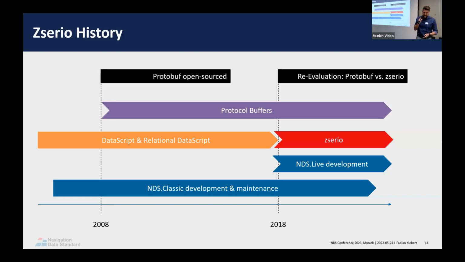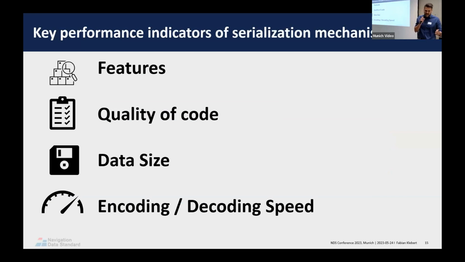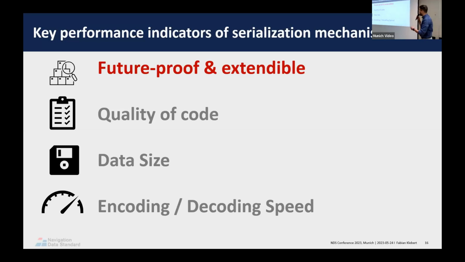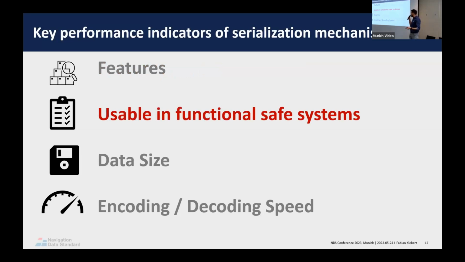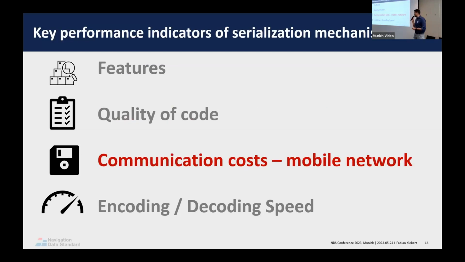So let's see why we decided for Serio. When you're looking at serialization mechanisms, there are a couple of key performance indicators you look at, and you make the comparison based on those and not based on how Midjourney would render the name, right? So first is features, because features boils down to: is this future-proof and extendable? We have the quality of code. Is it usable, for instance, in functional safe systems? We've heard this, all the HD maps and all the functional safe systems, are they usable there? Of course, data size, because data size boils down to communication costs on the mobile network, or even in the cloud, because it's traffic in and out of the cloud. Maybe not storage.